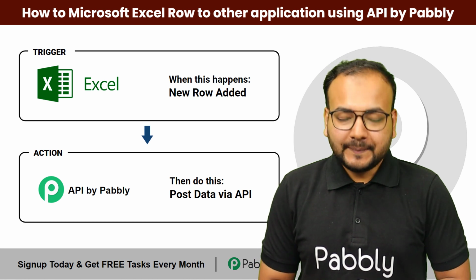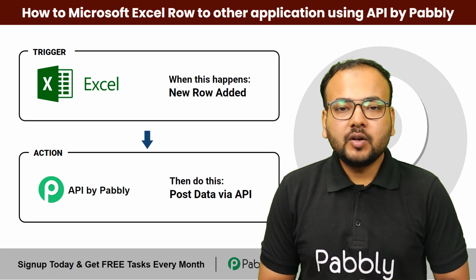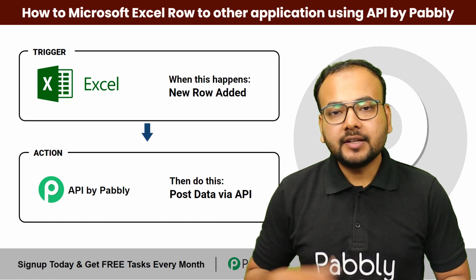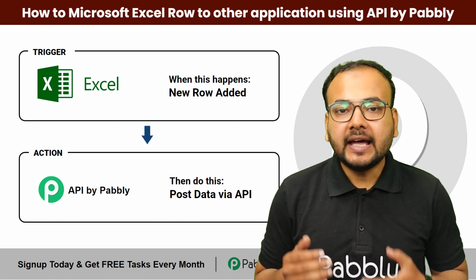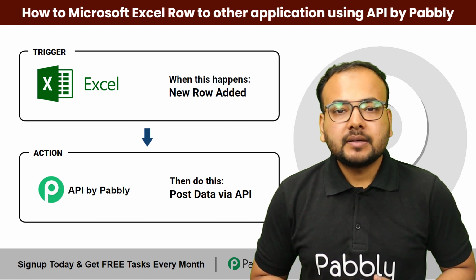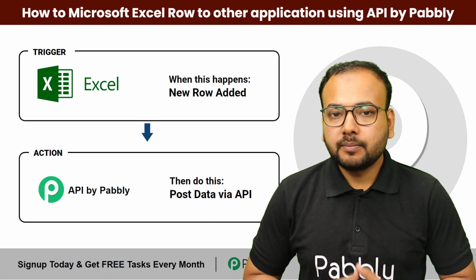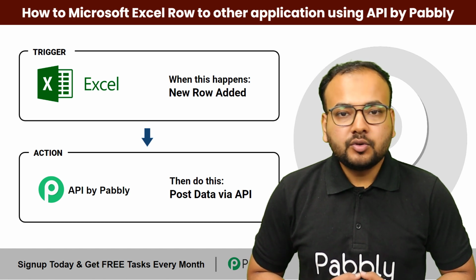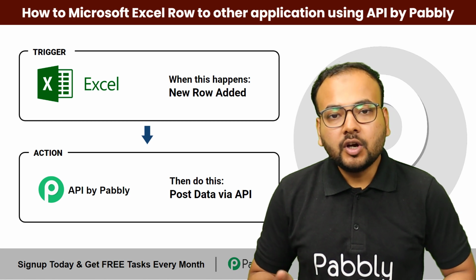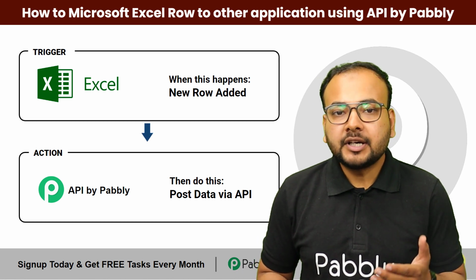Hey everyone, welcome back. In this video, you will learn how you can send the data from Microsoft Excel sheet rows to other applications using API by Pabbly Connect. So guys, as you already know, Pabbly Connect is a powerful automation and integration platform which allows you to connect different applications together inside an automation workflow to automate your manual repetitive tasks.